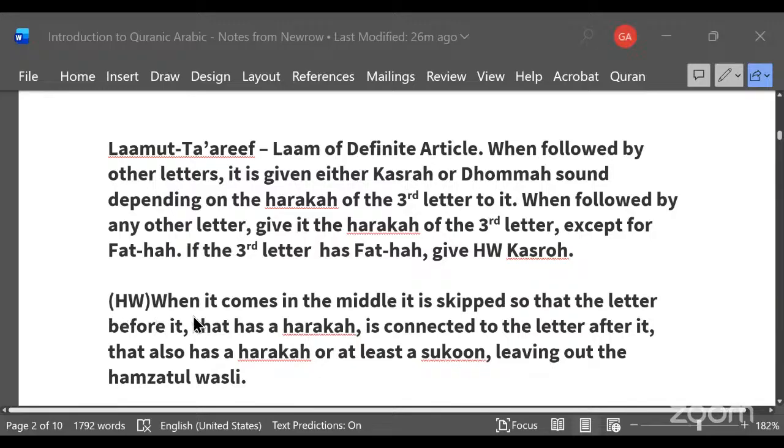So when Hamzatul Wasl comes in the middle, it is skipped so that the letter before it that has a haraka is connected to the letter after it that also has a haraka, or at least a sukun. I mean to say a shadda here. So leaving out the Hamzatul Wasl. Please let me quickly correct this one.